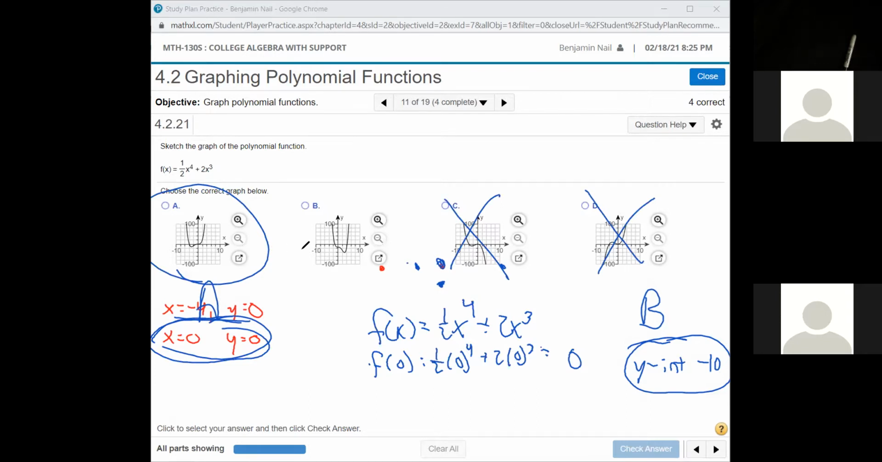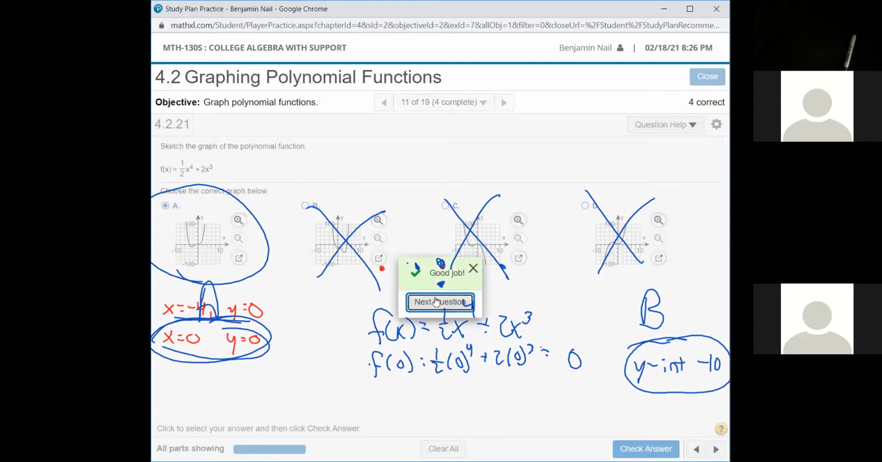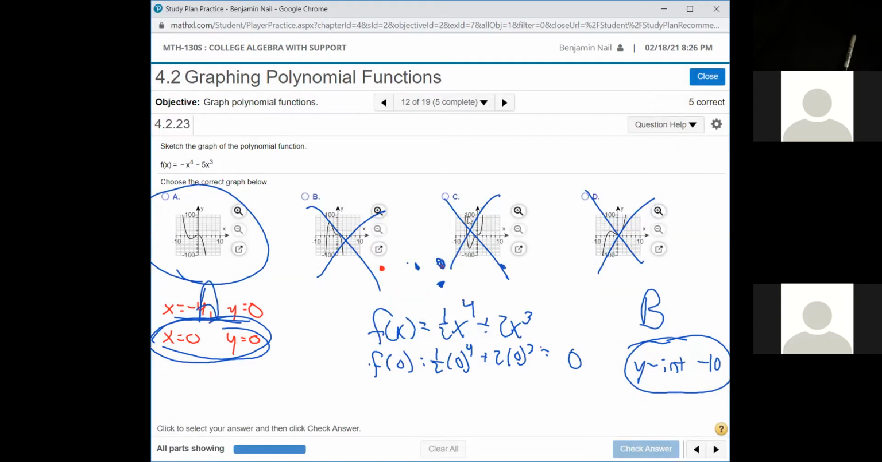I can plug in specific coordinates, in this case the y-intercept, to figure out which of these is the right solution. B did not have the correct y-intercept, but A did. So A is going to be the correct choice. We'll do one more of these, and then there's one more thing I need to show you, and then we'll be done.